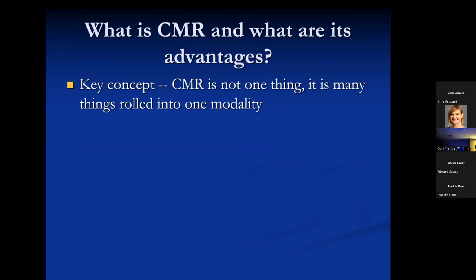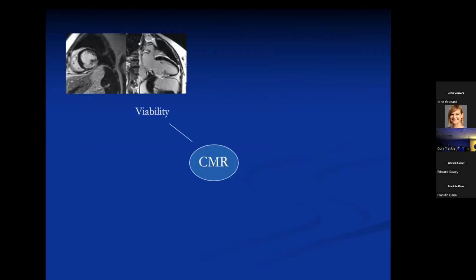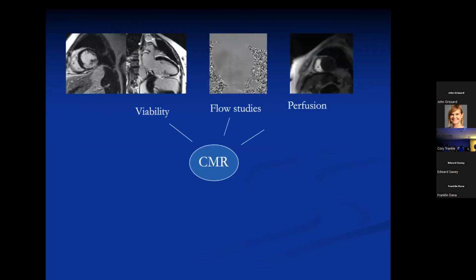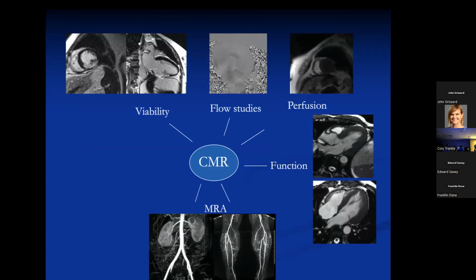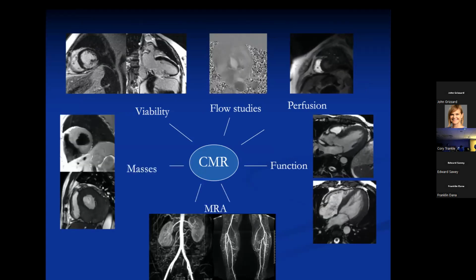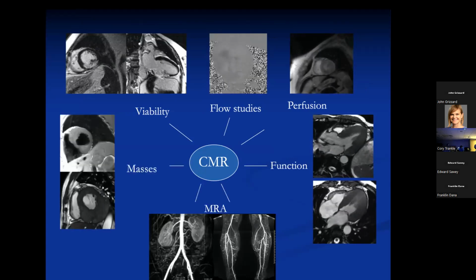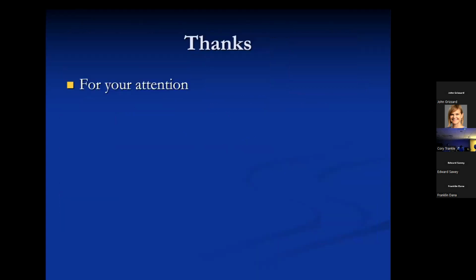And I would point out MR is not just one thing, as opposed to CT, which is always one thing. You're shooting x-rays through and collecting data on the other side in a detector. And that's the same thing you do every time you do a CT. But with MR, you have one piece of hardware, but you can use multiple different software parameters to get viability information. You can do flow studies. You can do perfusion to look for ischemia. You can do functional analyses. You can do MR angiography. And it's, to me, the best way to look for cardiac masses. So it has a lot of capabilities, and hopefully we've touched on some of them today.